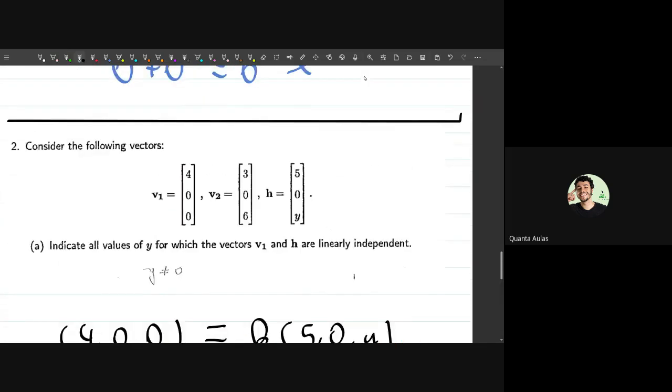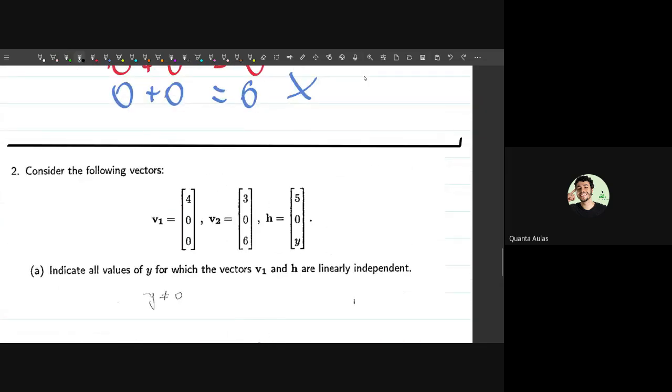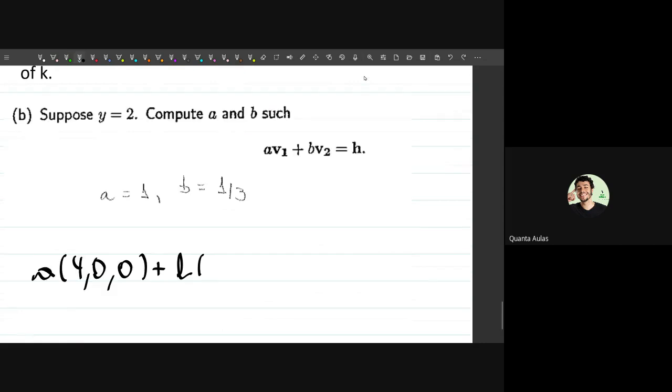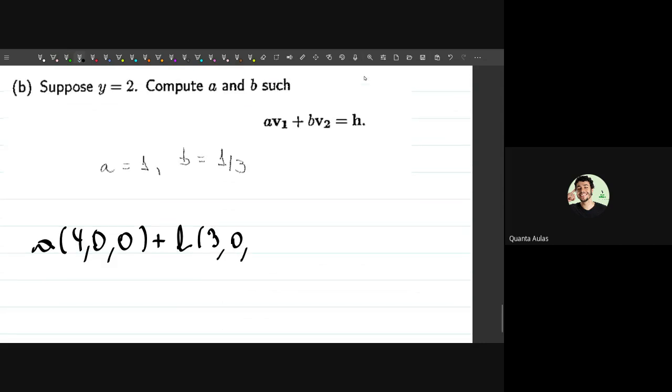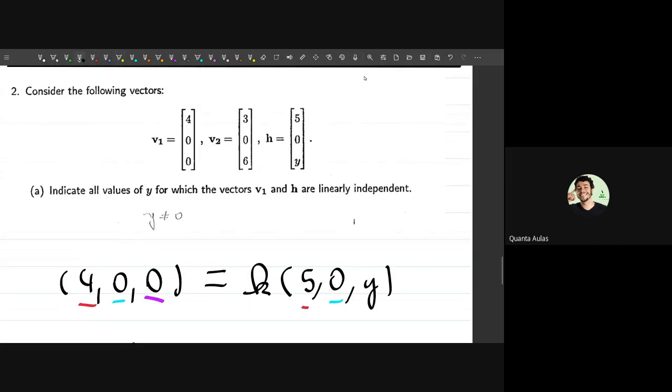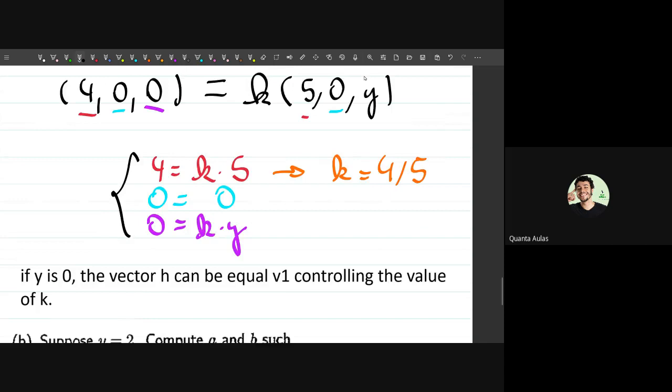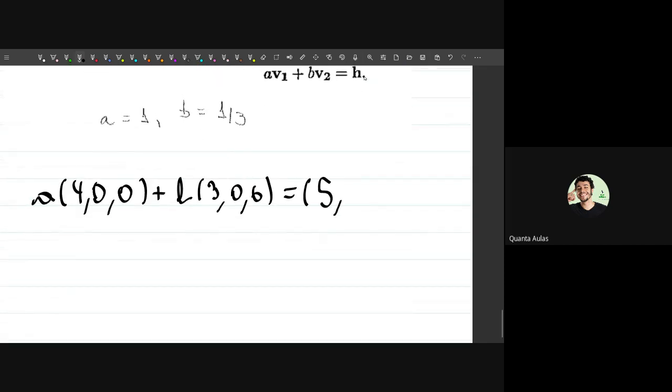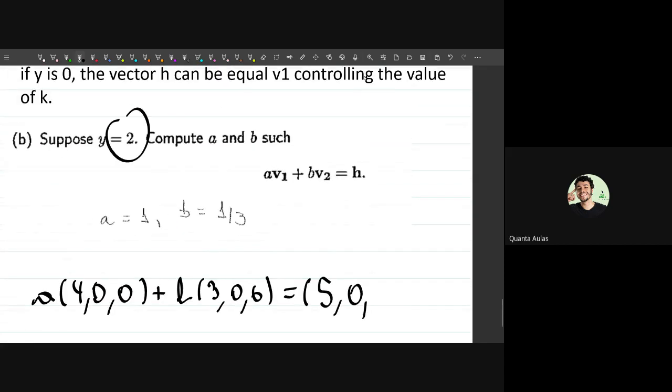Horizontal is easier, more beautiful too. V2 is this 3, 0, 6. And finally, we want this sum using these coefficients. So we need to find these coefficients, right? So that this multiplication obtains 5, 0 and y. 5, 0 and 2.